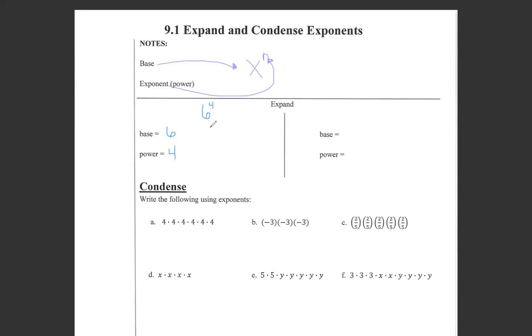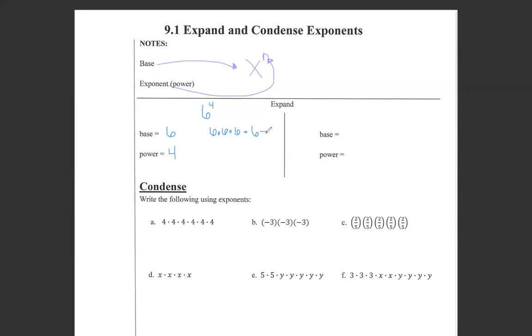If I were to ask you to expand it, you would write out 6 times 6 times 6 times 6. Now, I usually use dots in between because sometimes you might have a variable that you have to expand, like an x, and if you put an x in the middle, you might get confused. So I put a dot. If I ask you what 6 to the fourth actually means, it means I'm taking 6 times itself 4 times.